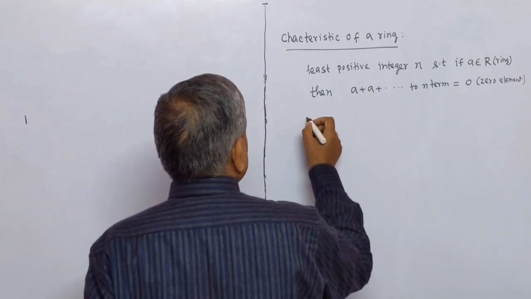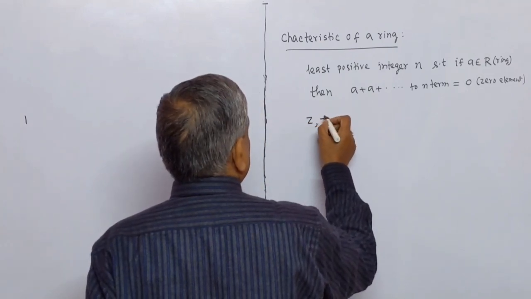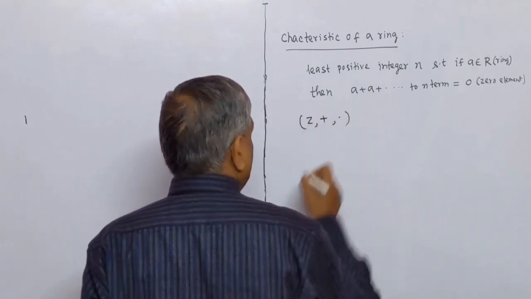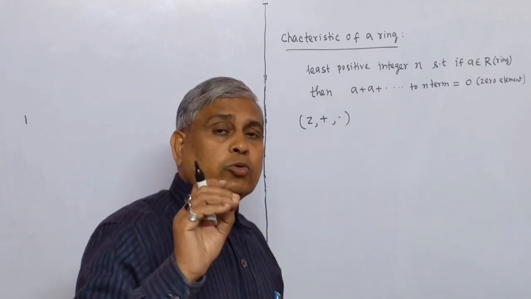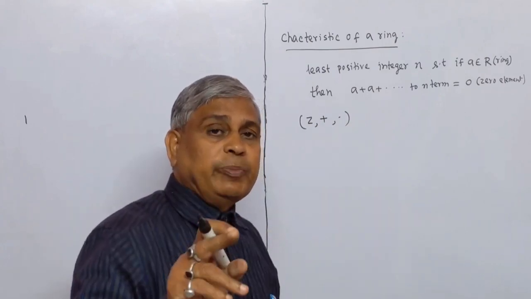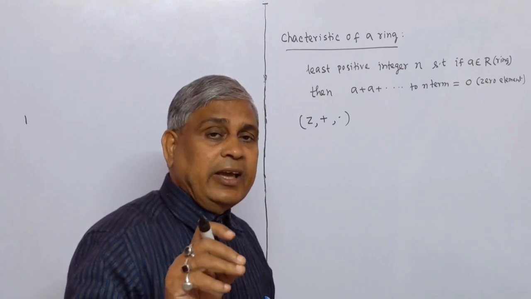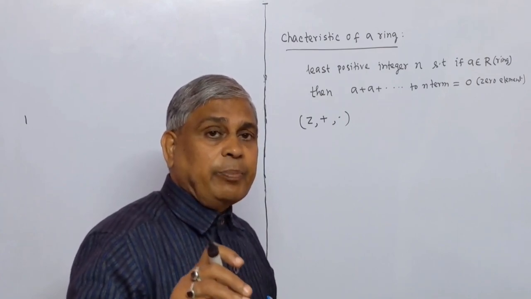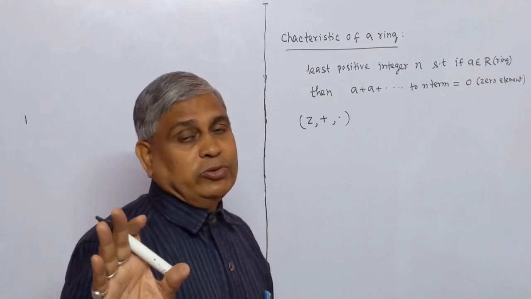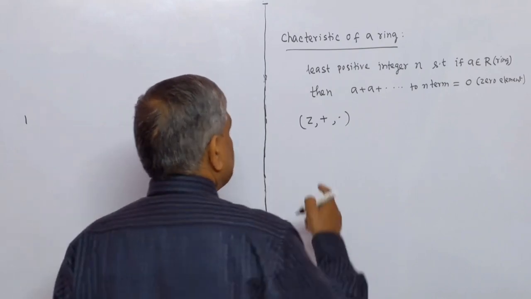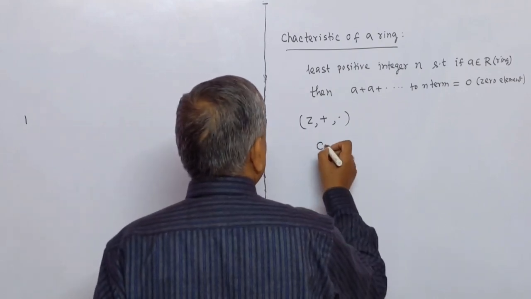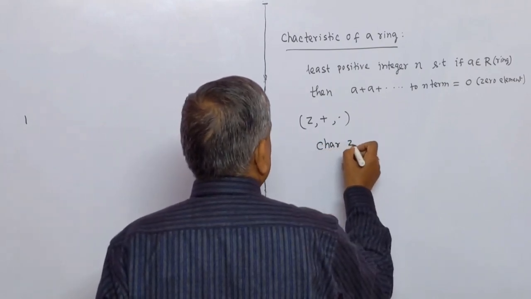As (Z, +, ·) is a ring, we do not get any least positive integer n such that for any integer a, a + ... + a, n terms, equals 0. So the characteristic of Z equals 0.